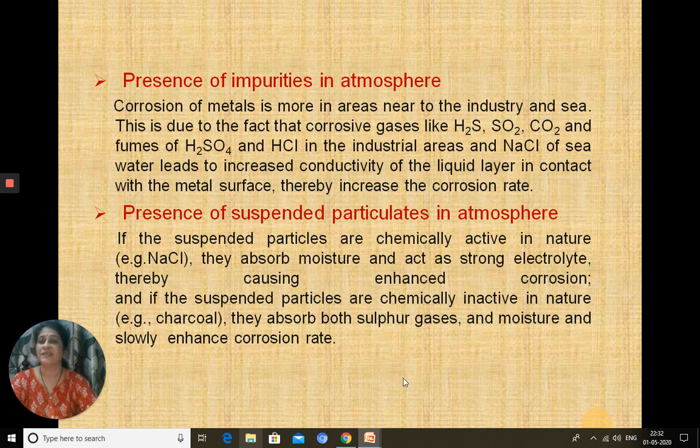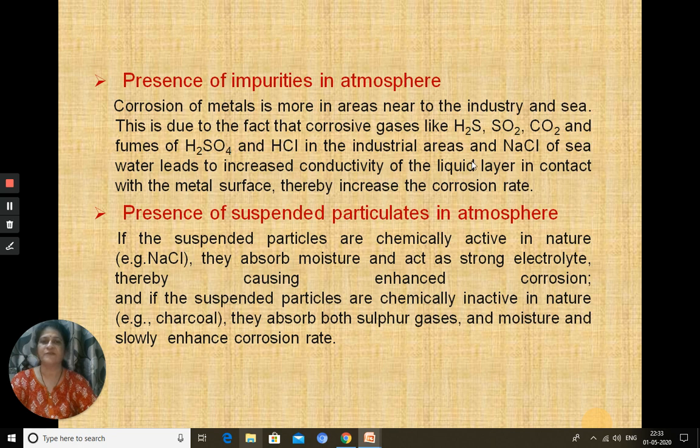Then presence of impurities in atmosphere, very important. Corrosion of metal is more in areas near industry and sea. Why? Because near industry, you will have a lot of particulates, a lot of corrosive gases present in the atmosphere. And near the sea, sodium chloride is also present. So this is due to the fact that corrosive gases like H2S, SO2, CO2 and fumes of H2SO4 and HCl in the industrial area and NaCl of seawater lead to increased conductivity of the liquid layer in contact with the metal surface. And because the conductivity increases, it also increases the rate of corrosion.